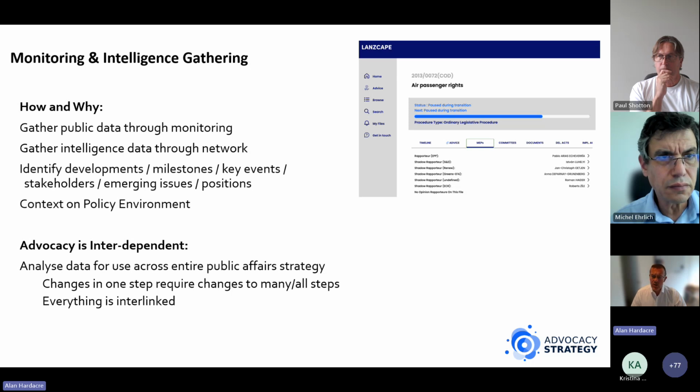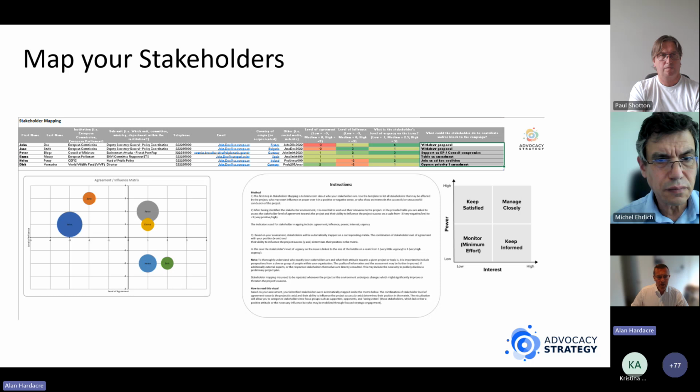So we really stress this as a critical phase, because there's so much information and so much context you need right now. Monitoring and intelligence gathering will be the second key step that I think warrants attention this autumn. And obviously from that, the stakeholder mapping.